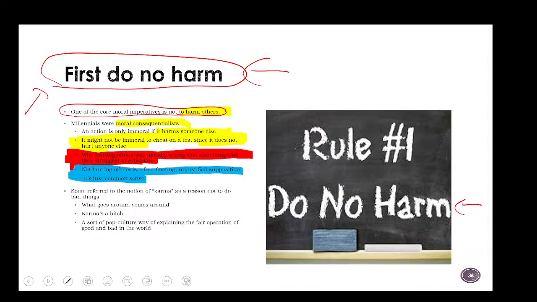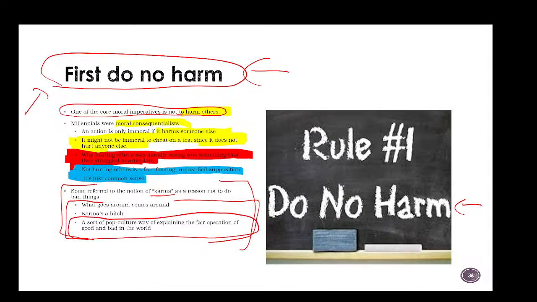Now, a minority of millennials also had some ideas that float around almost quasi-religious ideas, karma being a really common one, right? So you shouldn't do bad things because the universe has a certain logic and balance. So if you harm other people, you too will end up being harmed at the end of the day, right? Evil begets evil, that sort of thing. What goes around comes around. Karma's a bitch, and all of that stuff. And it's a sort of pop culture way of explaining the fair operation of the universe, rather than, say, actually deeply understanding what is meant in, say, Buddhism or Hinduism as karma.